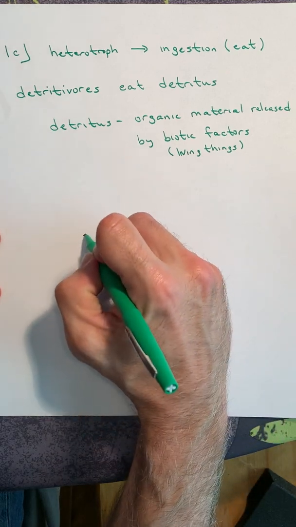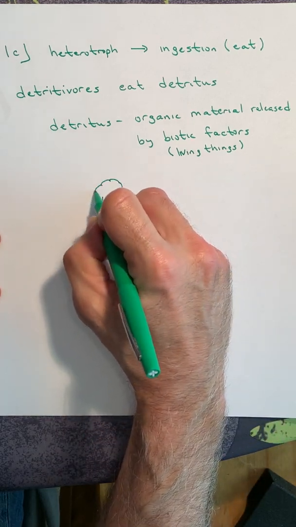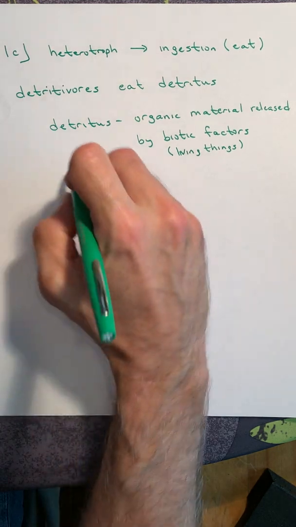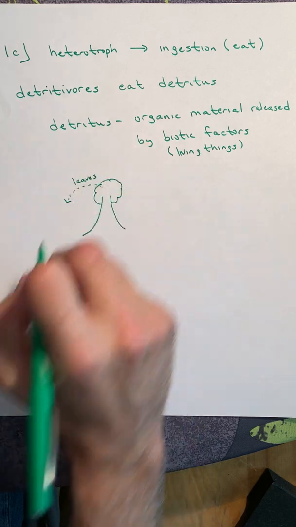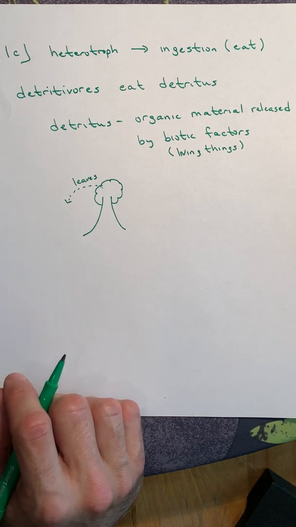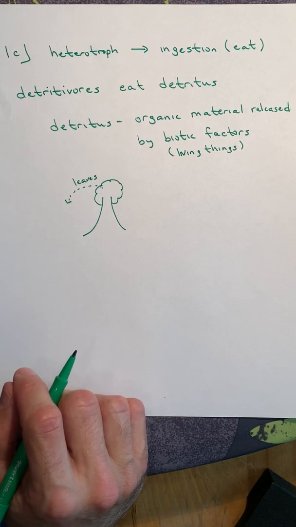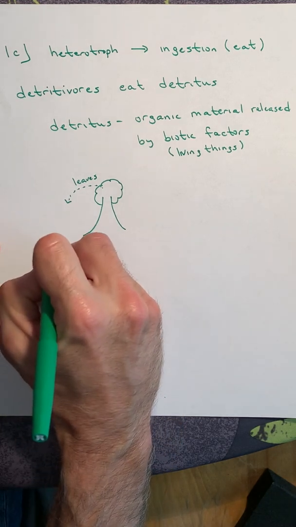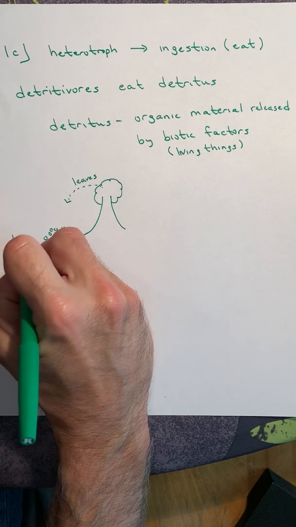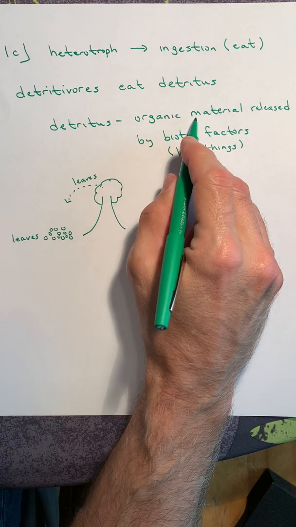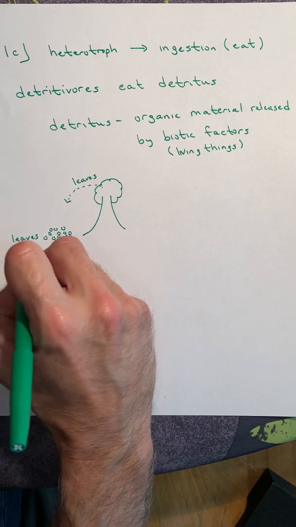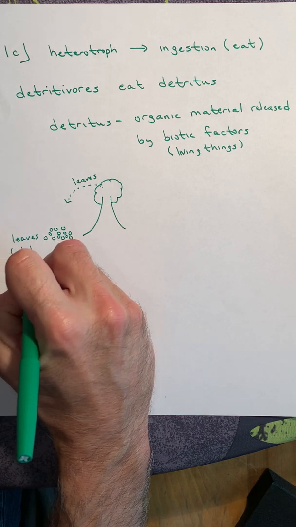You say, well, like what? Well, I assume that all of you know what trees are, so let's draw ourselves a tree. And regardless whether the tree is deciduous or not, the tree loses its leaves. Deciduous trees lose their leaves all at the same time, and evergreen trees lose them slowly throughout the year. Okay, so you then get this collection of leaves sitting on the ground. These leaves are organic material that were released by a biotic factor, the tree. Thus, by definition, these leaves are detritus.